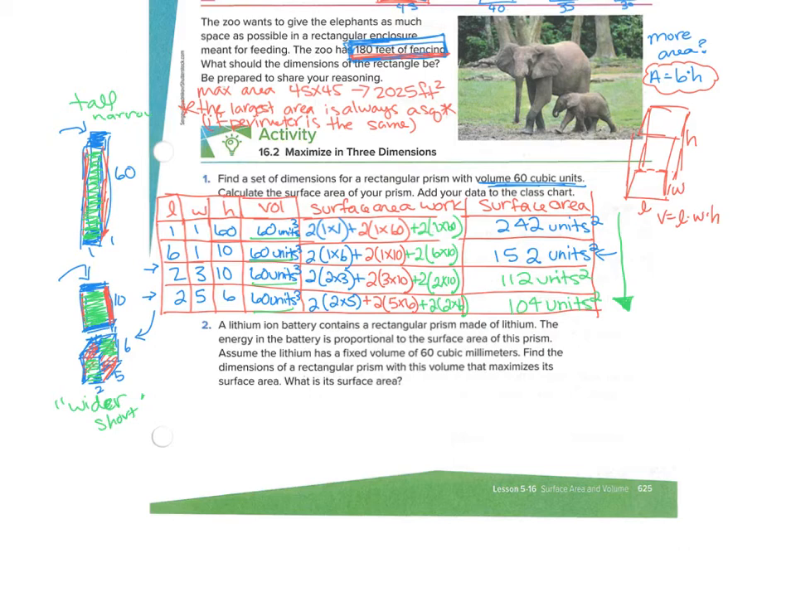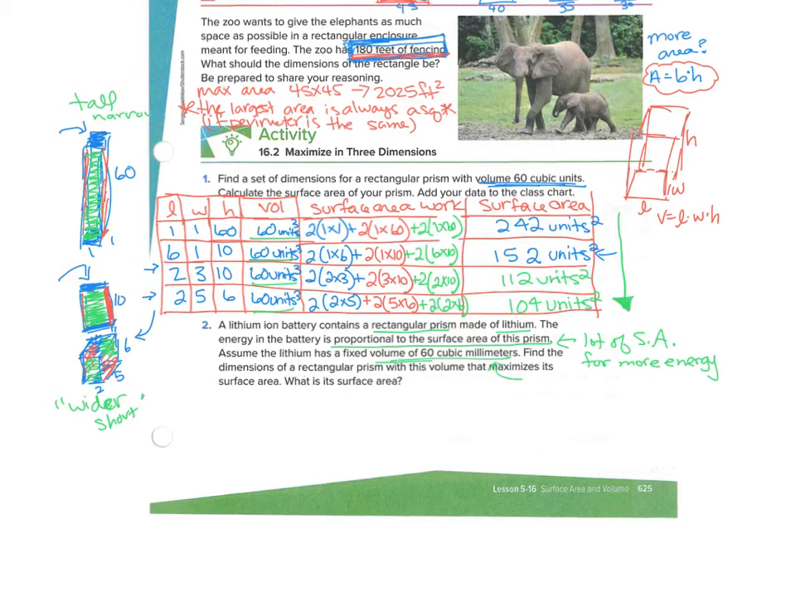So let's take a look at number 2. It says a lithium-ion battery contains a rectangular prism made of lithium. The energy in the battery is proportional to the surface area of this prism. So it means that you want a lot of surface area, I'm going to abbreviate as SA, for more energy. If your energy is relative to your surface area, then the more surface area you have, the more energy you would have. So it says it has a fixed volume of 60 cubic millimeters.